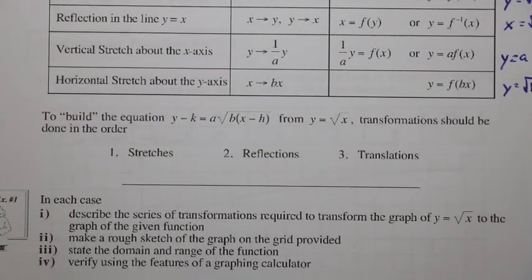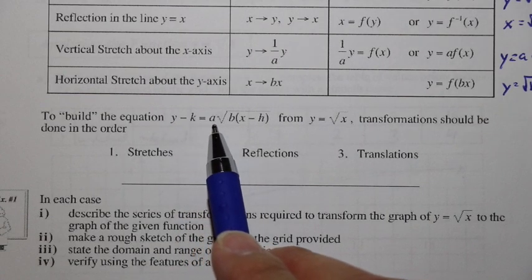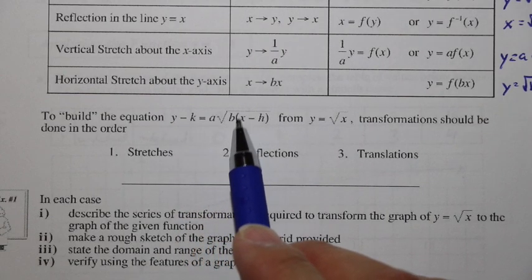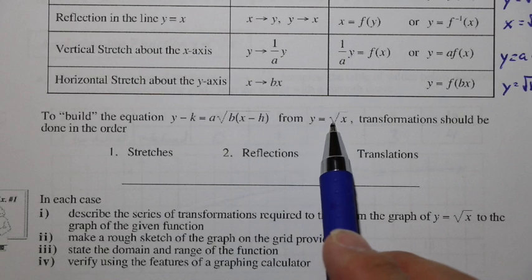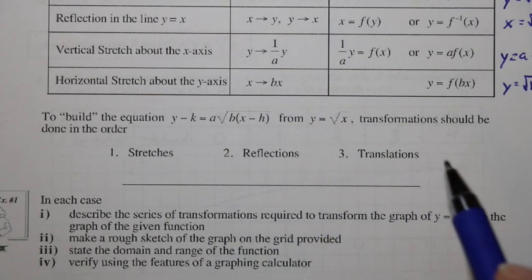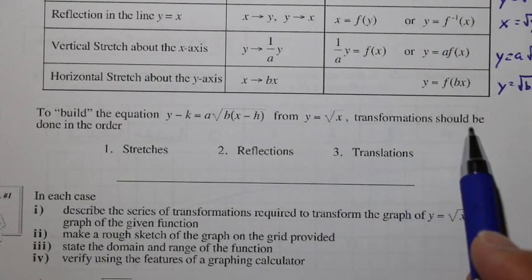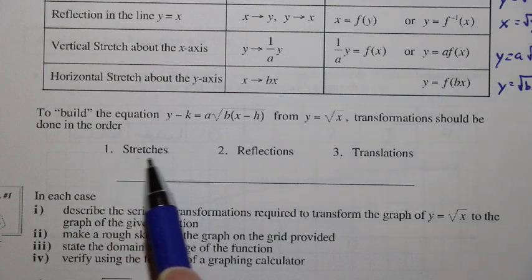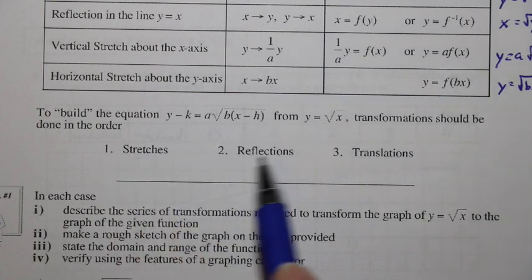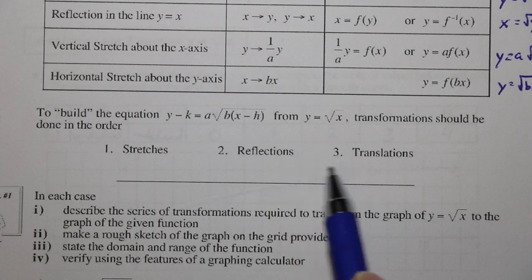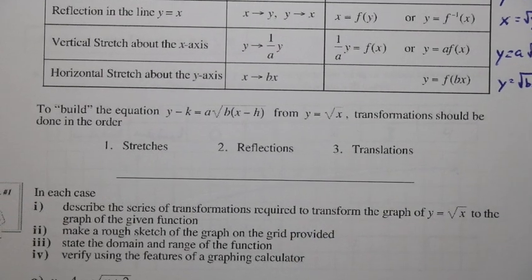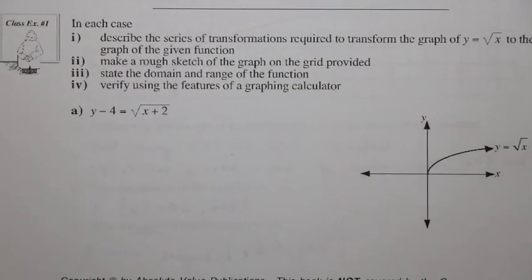Now, to build the equation, then we have y minus k is equal to a square root of b bracket x minus h from y equals square root of x. We should probably use this convention where, for the transformations we're talking about, we perform stretches first, then reflections, and then translations. So let's take a look at class example 1.